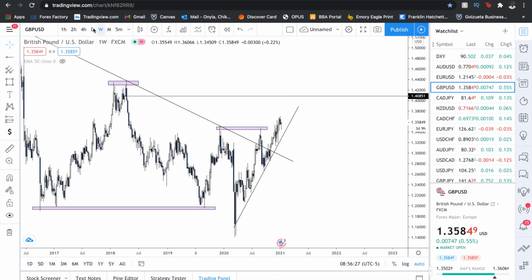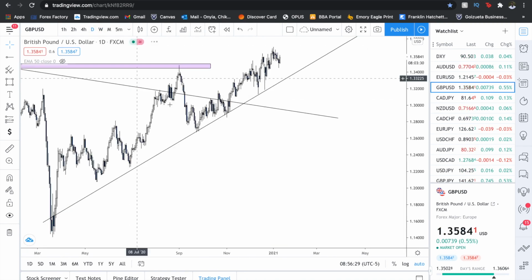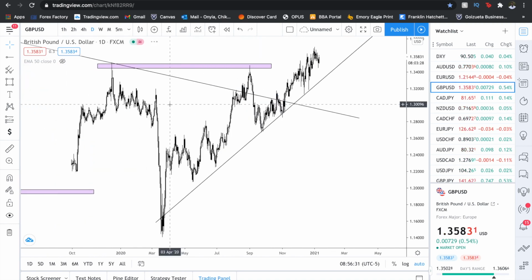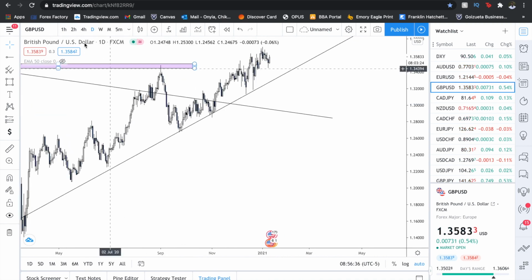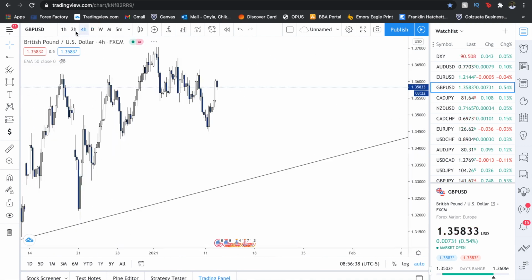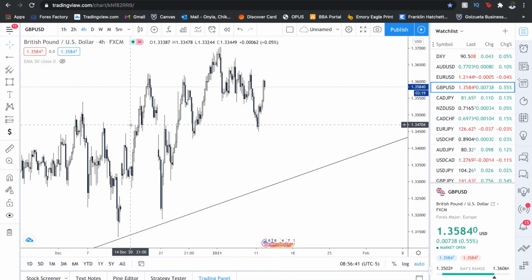And so now that we've seen what's happening in the long term, let's get a little bit more into the shorter time frames. Daily, pretty much you've already analyzed that. Pretty much the same things happening, right? 4 hour.